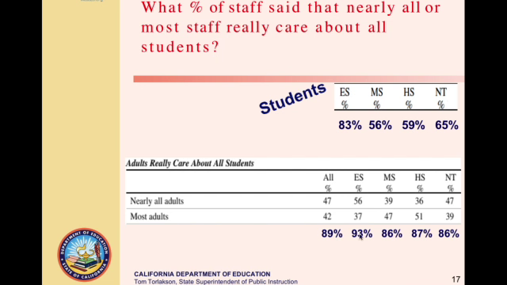Now the disparity at elementary is only 10%, which is relatively close. When you look at middle school, 56 and 86%, there's a gap of 30 percentage points between what students believe and what adults believe. So there's definitely some opportunity there for alignment.